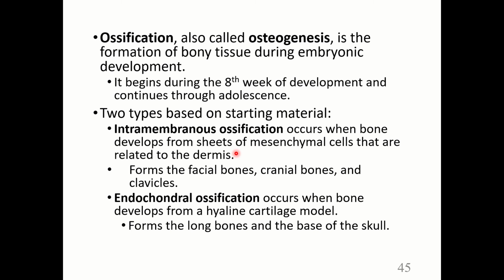So intramembranous ossification basically occurs on an embryonic skin. This is how teeth are said to have formed. And there's even structures in certain animals called dermal bone, that forms scales and horns, particularly in reptiles. So intramembranous ossification occurs from embryonic skin cells, basically, and ends up forming the facial bones, cranial bones, and the clavicles, or your collarbones. The most common type that we talk about is endochondral ossification. This occurs when the bone develops from a hyaline cartilage model. This forms the long bones and the base of the skull.